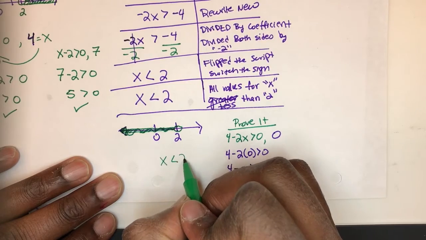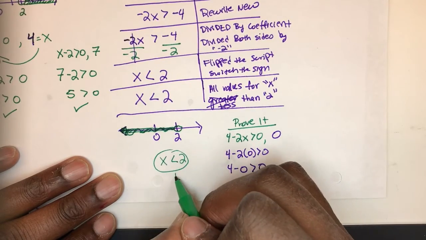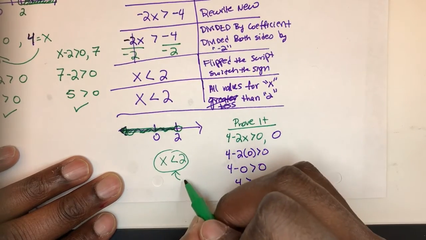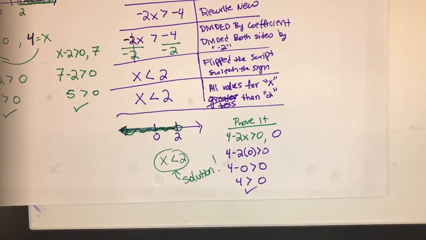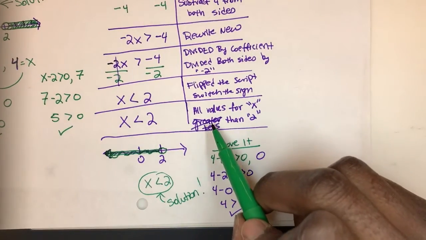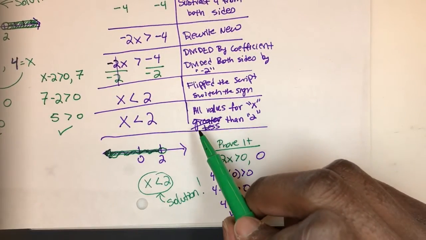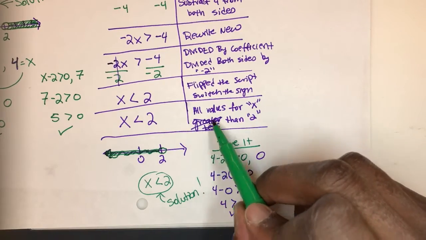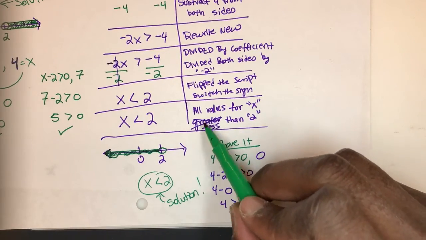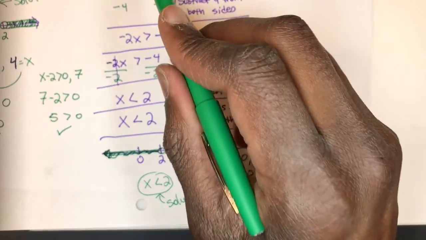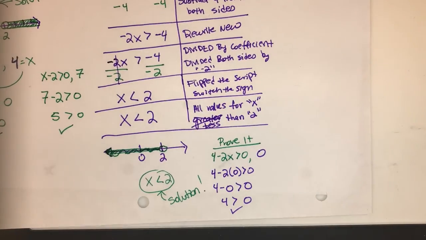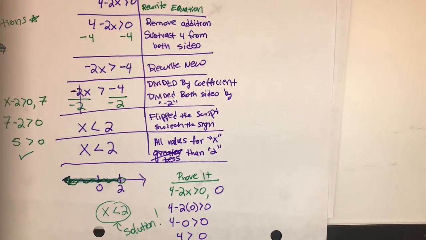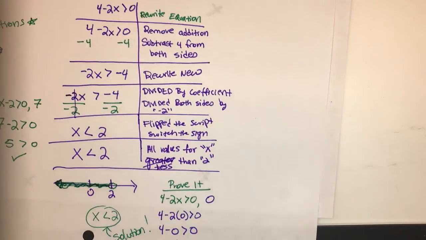X is less than 2. Yay, us. We did it. So, sorry, do not forget to go slowly because that's going to be an easy mistake. You're thinking, oh, it's greater than, but remember, you flipped the script, so now you have to change your brain to say less than. There you go.